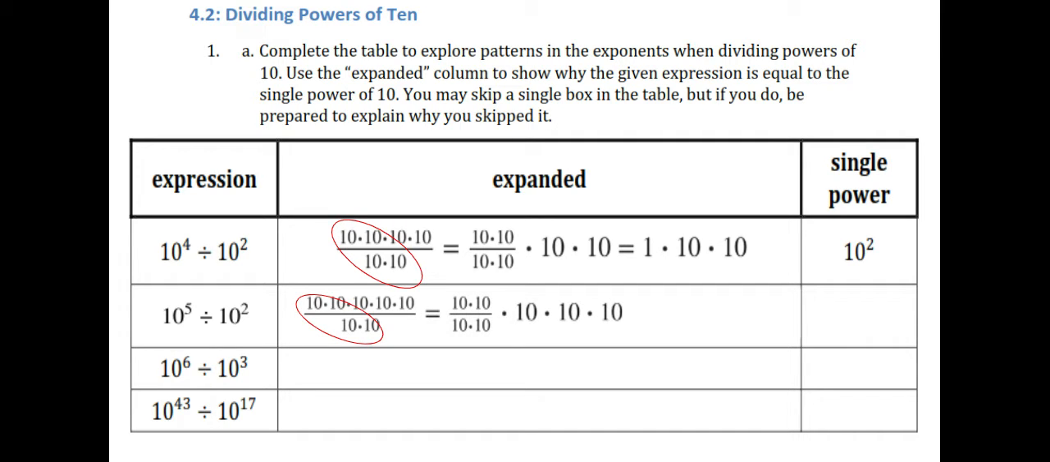Again, 10 times 10 divided by 10 times 10 is equal to 1. And the 3 remaining factors that are 10 can be written as 10 cubed, or 10 to the 3rd power.